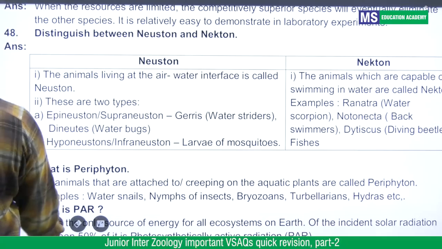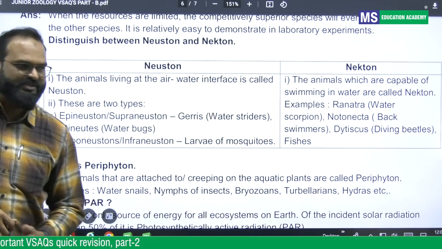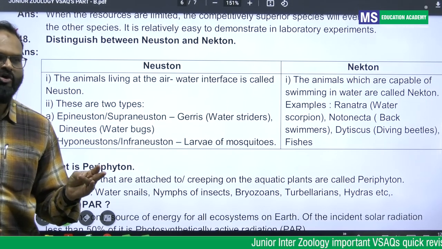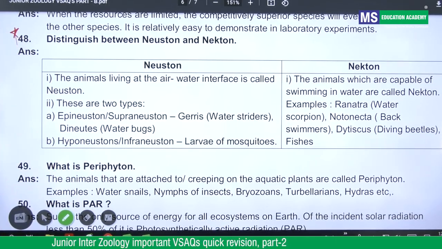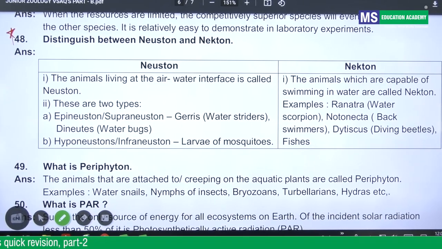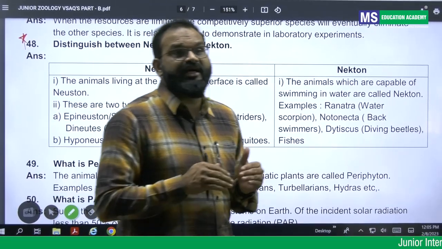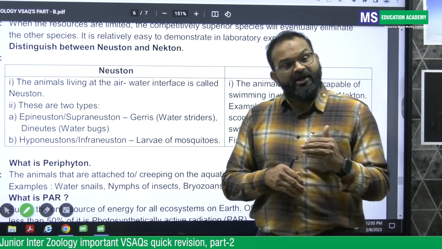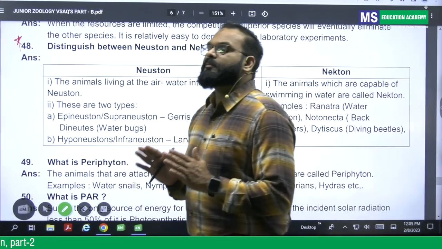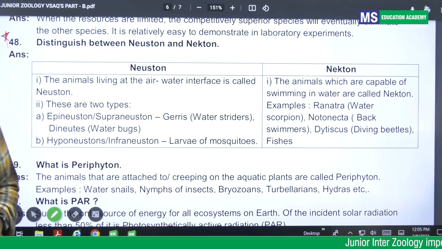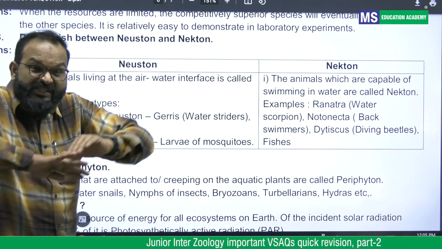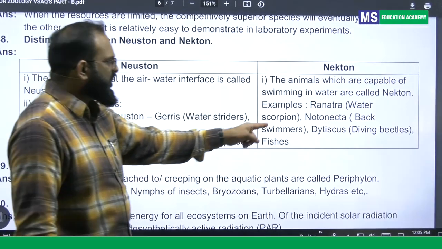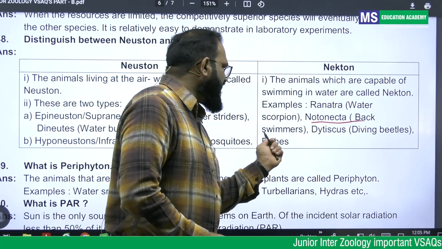Now, distinguish between neuston and nekton. Pond ecosystem can be an 8 marks question, lake as an ecosystem, 8 marks question. When I'm explaining, I said that nekton, neuston, periphyton, benthos, all these can be asked as 2 marks questions. So in that, neuston and nekton: what are neustons? Animals which live at the air-water interface are called neustons. Animals which live above the air-water interface are called epineuston, and animals which live below the air-water interface are called hyponeuston. And coming to nekton, animals which have well-developed locomotory structures and can swim against the water currents, like fishes, come under the category of nekton. Insect examples for nekton: Ranatra, Scorpion, Notonecta, back swimmers.